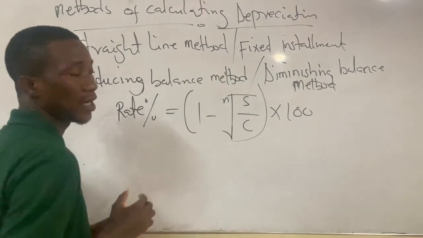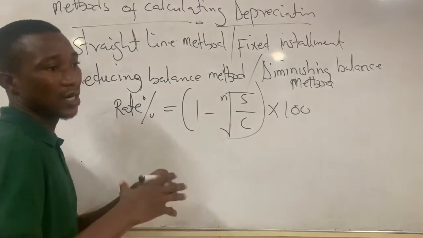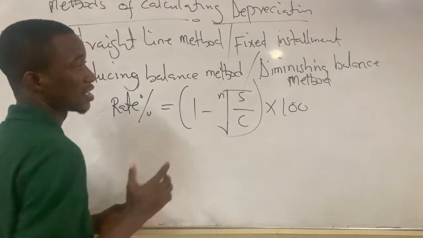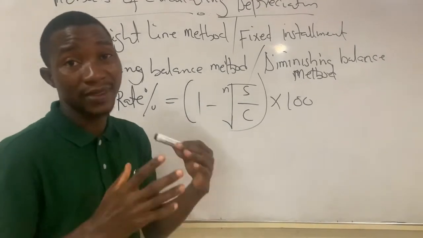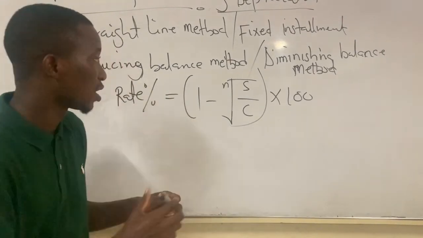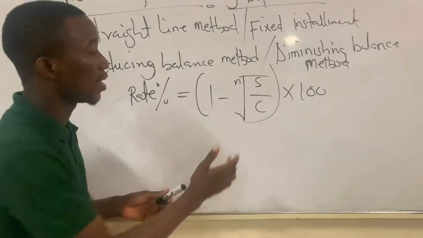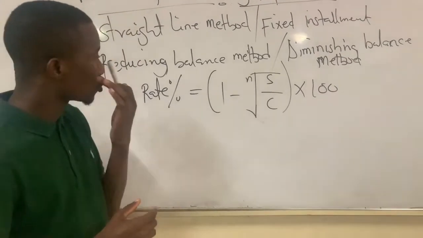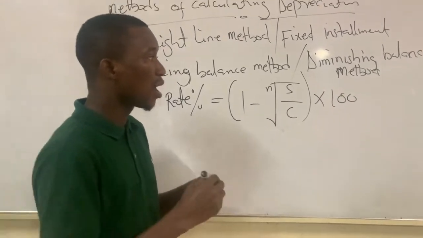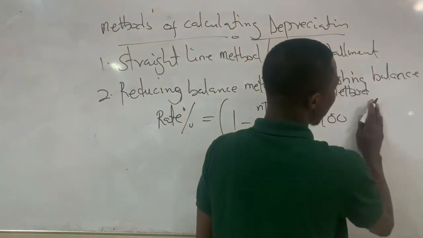And this one here is constant. The n here is the number of years or the estimated useful life of the asset. That is the number of years you think the asset will be in operation. The s here is the scrap value of the asset, or the residual value. And the c is the cost of the asset. Is that okay?